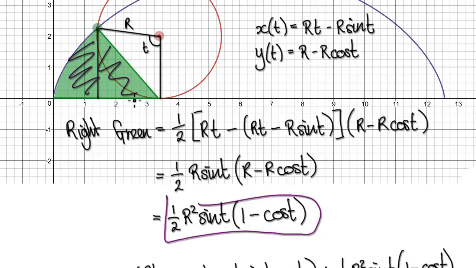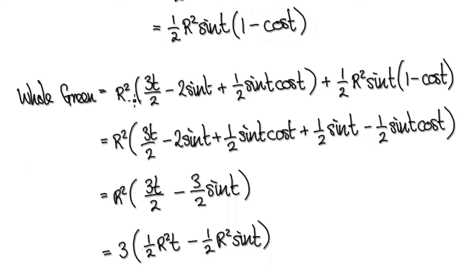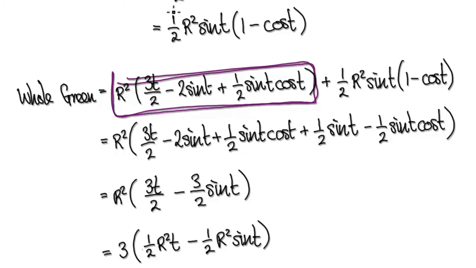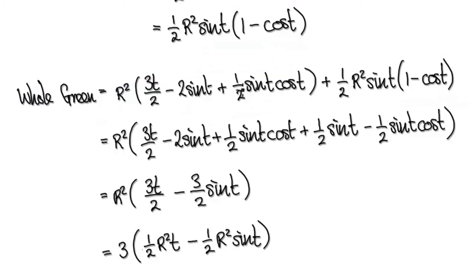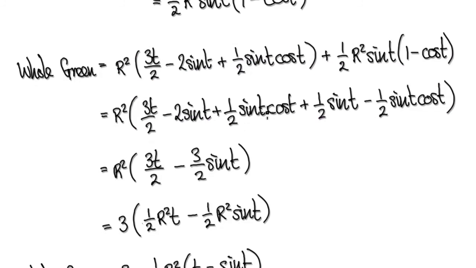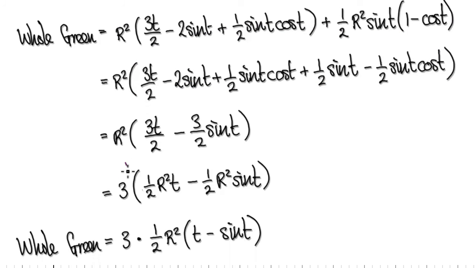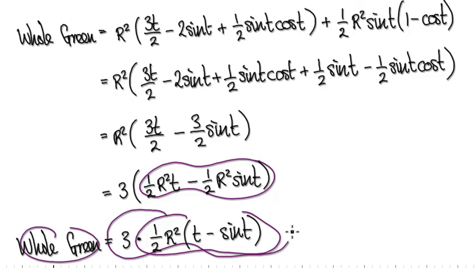So the whole green is given by what we worked out earlier, plus, so this is our left green, and this is our right green. So the whole green is given by left green plus right green. If you tidy this whole thing up, it will then give you this, and then continue tidying up. That will then give us this. So now tidy this up. That will then give us this. So the whole green is given by this thing here.